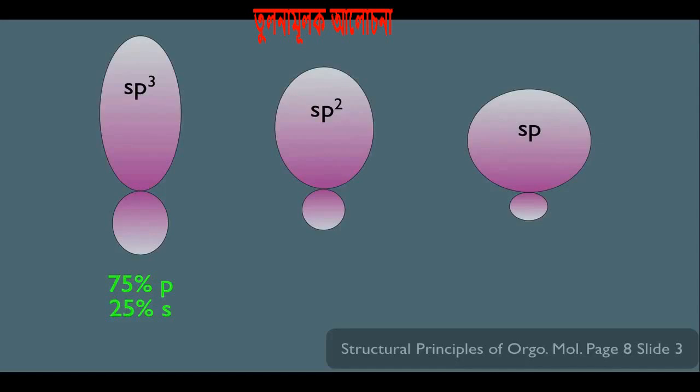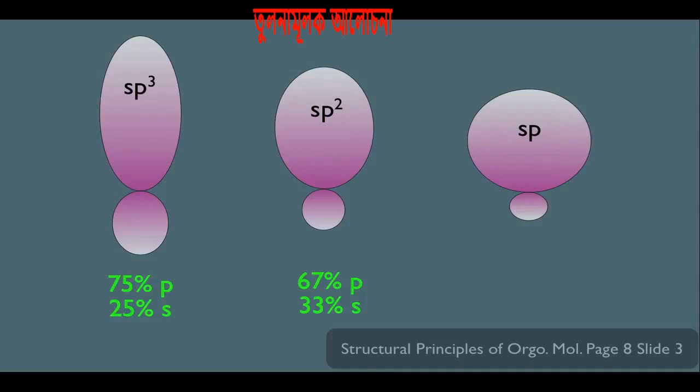Doing the same analysis on the sp2 hybridized orbital, he would be technically 67% p and 33% s, simply because he's a third s and 2/3 p. So he's still more p than he is s, but he has more s character than the sp3 hybridized orbital, so he's a little shorter and more blunted.